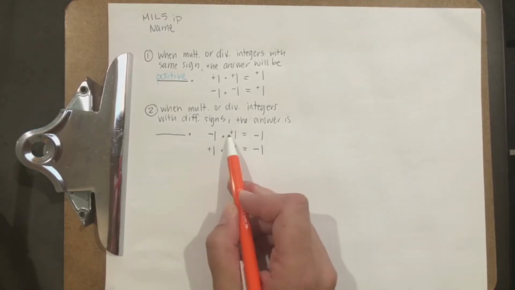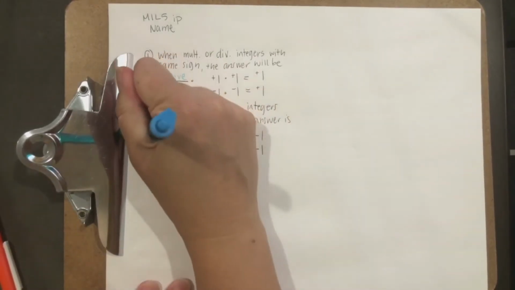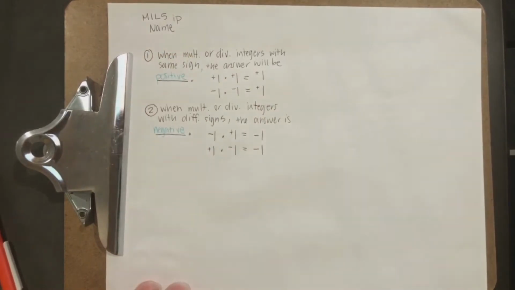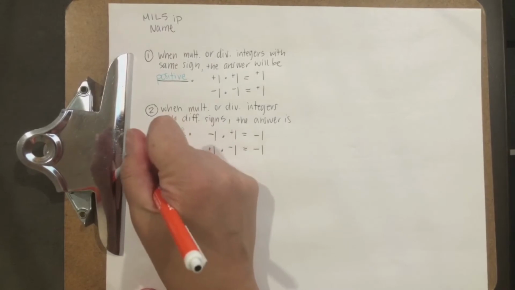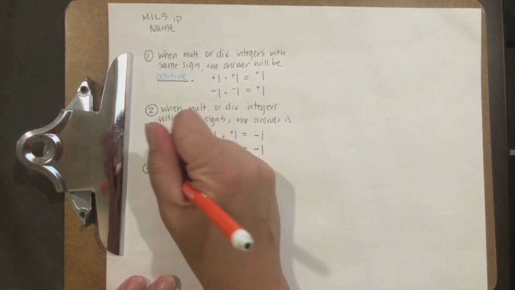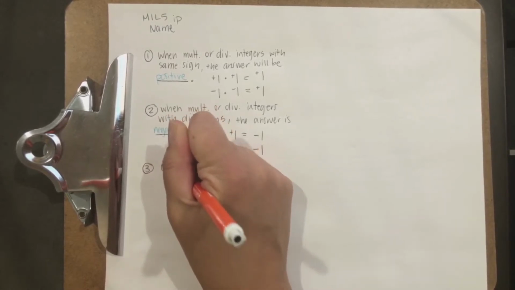Okay, so we've got different signs is negative, different signs is negative. So that means the answer is negative. Okay, let's go ahead on to number 3. We're going to be solving this. So this is 6 times negative 7.